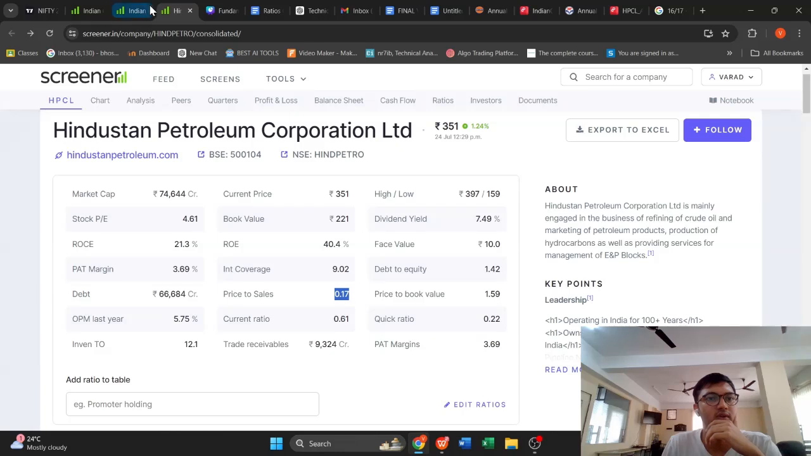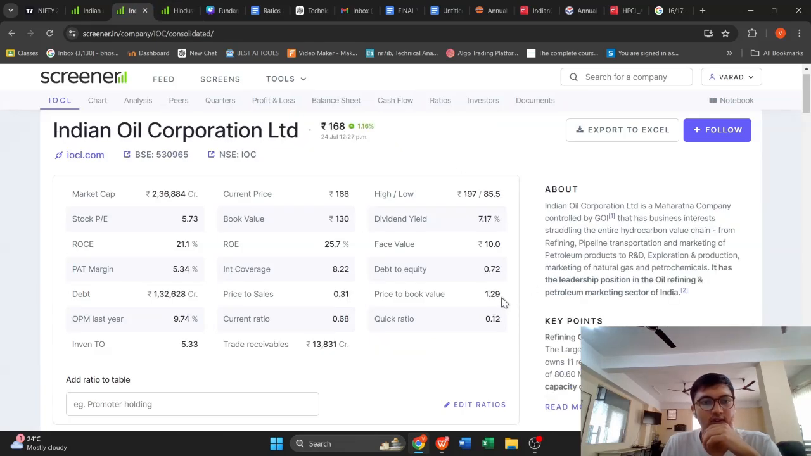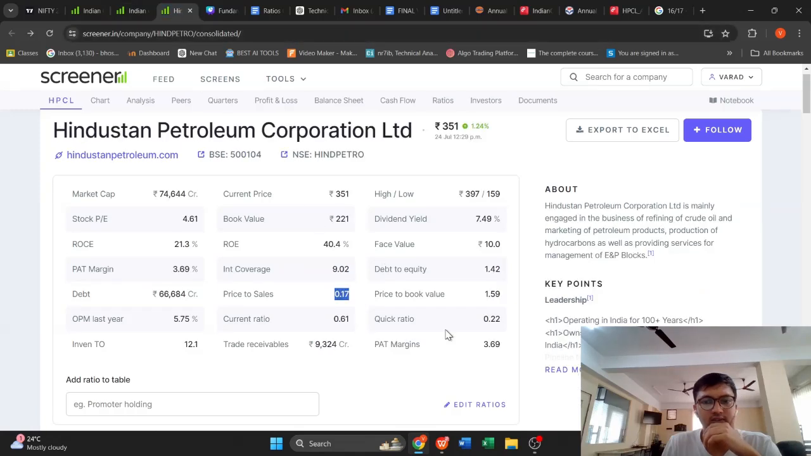Price to book value. In case of IOCL it is 1.29 and in case of HPCL it is 1.59. So now the price to book value is greater in case of HPCL, slightly, but both the companies are having very good book value. Now, what is the book value of the share?